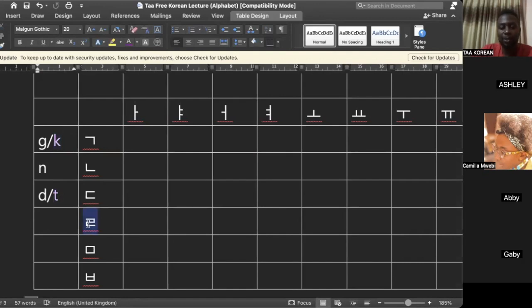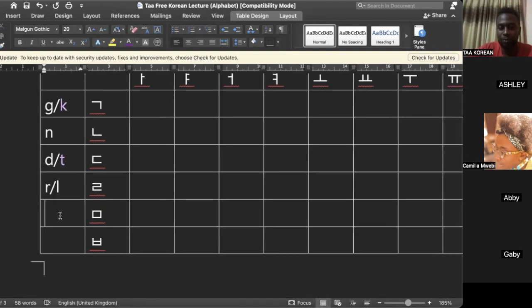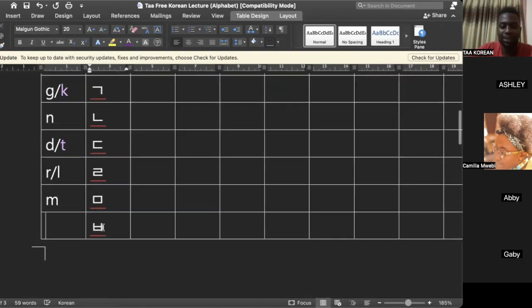And this, what about this one? An R or an L? Yes, an R or an L. It can be R, it can be L. Now, this is easy to explain once we start, for example, doing exercises to write your names and stuff like that, when it becomes an R, when it becomes an L, because there are specific instances for that. Next, what do we have here? An M? Yes, it is an M. Next, a B? Yes, it is B.